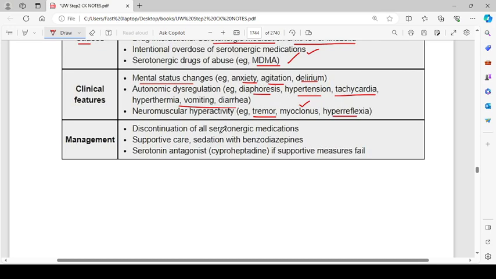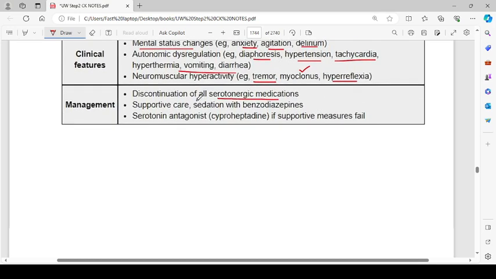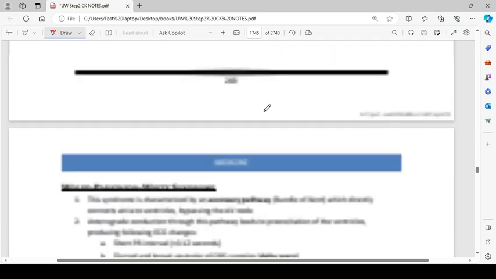Management: discontinuation of all the serotonergic medications. Supportive care, sedation with benzodiazepines. Serotonin antagonists like cyproheptadine if supportive measures fail.